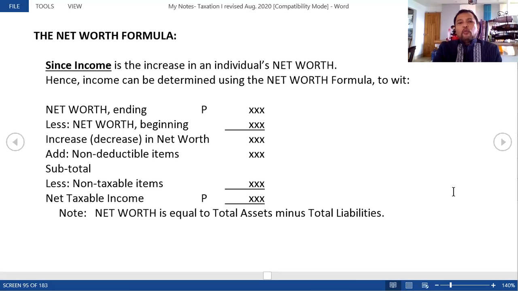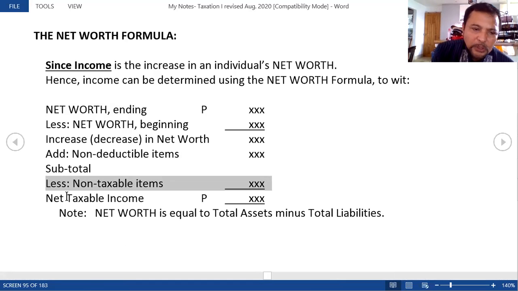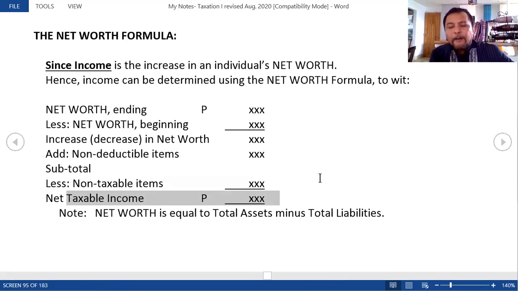So there's no need to include that in your gross income. Okay, let's discuss the net worth formula in computing income, because income is actually an increase in the individual's net worth. So how do you compute net worth? Net worth is equal to total assets minus total liabilities. To determine the income, here's the formula. The ending balance of your net worth minus the beginning balance gives you the increase or decrease in net worth. Then you add back non-deductible items, then you deduct the non-taxable items. So this gives you the net taxable income for the year. So net taxable income can be computed by the net worth formula.